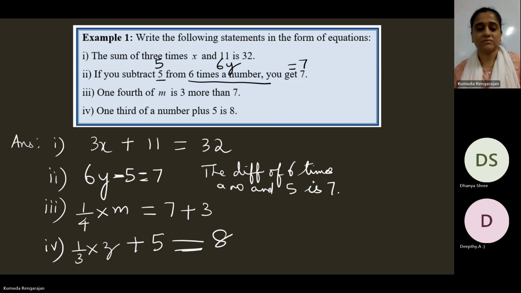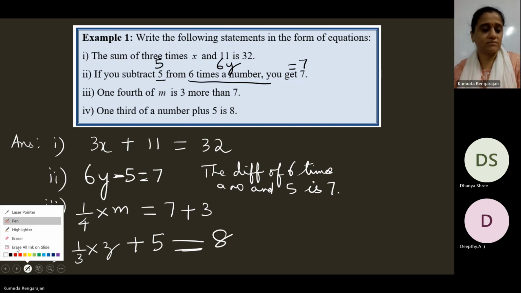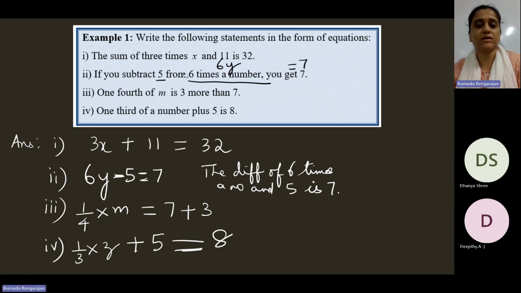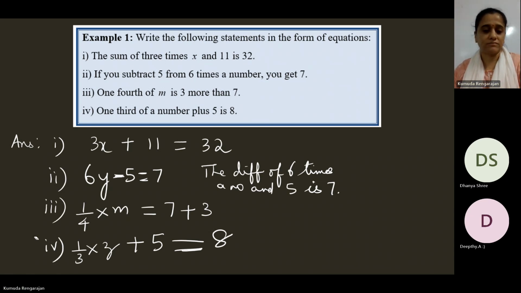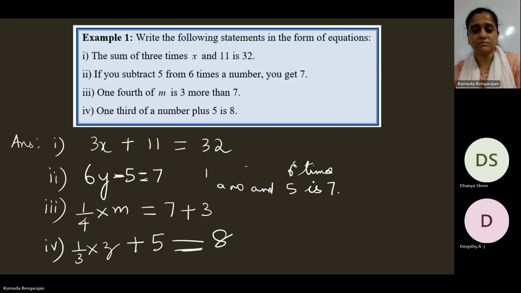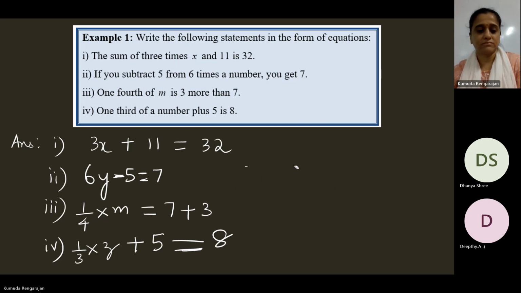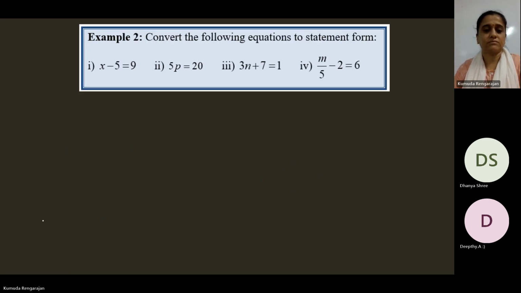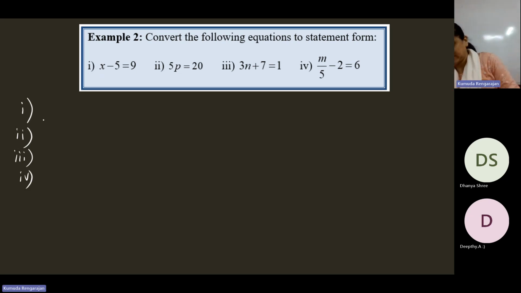Okay, finished? Yes, ma'am. Okay. Convert the following equations to statement form. Dania, tell me the first one. You will tell me the second one. You will tell me the third one. Ovia will tell us the fourth one. Yeah, Dania.